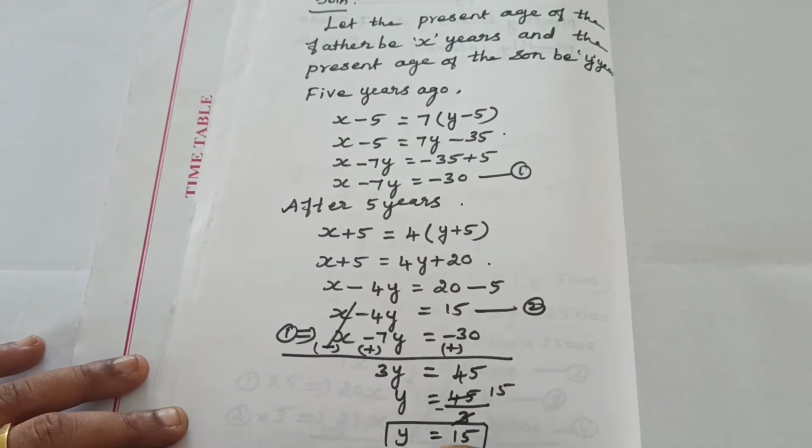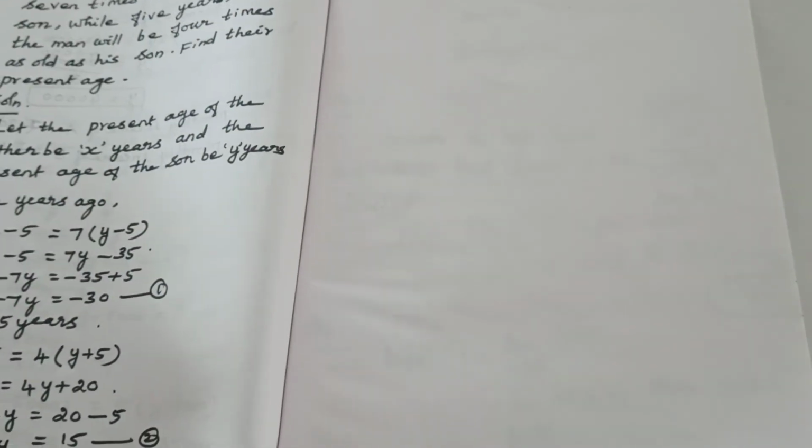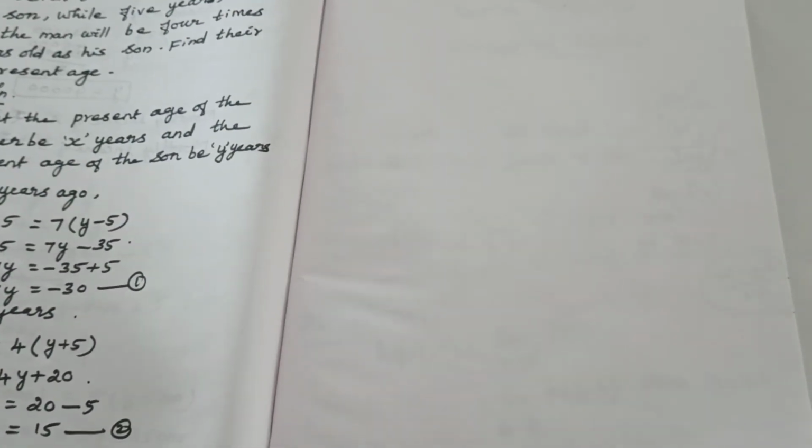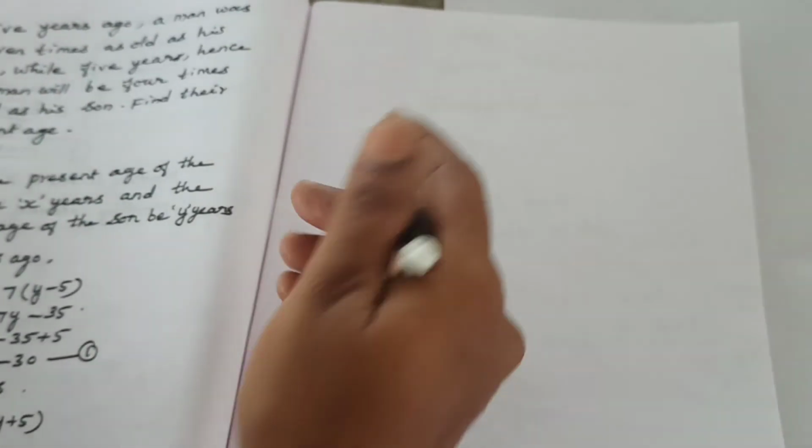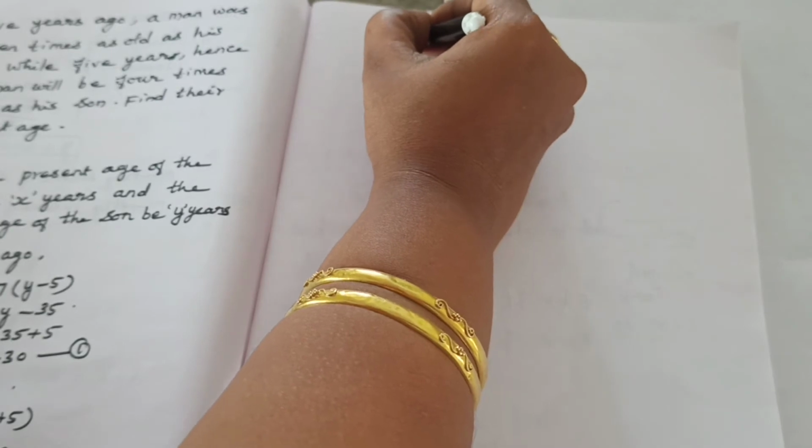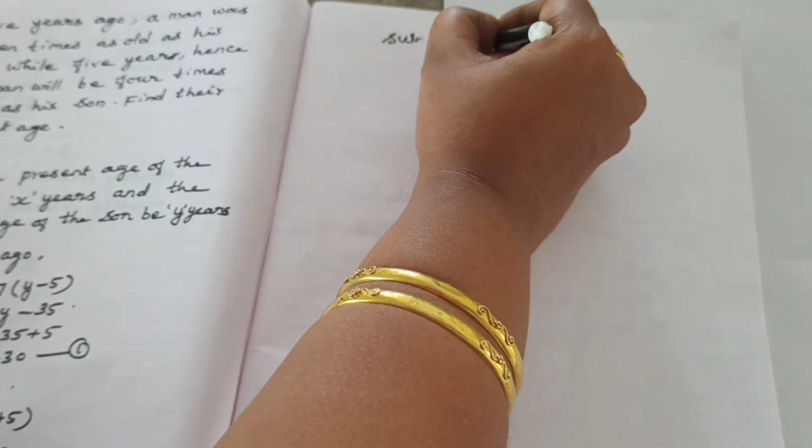Okay, y is equal to 15. You have to substitute in one equation, any one equation. Second equation, first equation, shall we substitute? Or second one? Second one we can substitute, isn't it? Second one only is easy. Okay, so we have to substitute y is equal to 15.